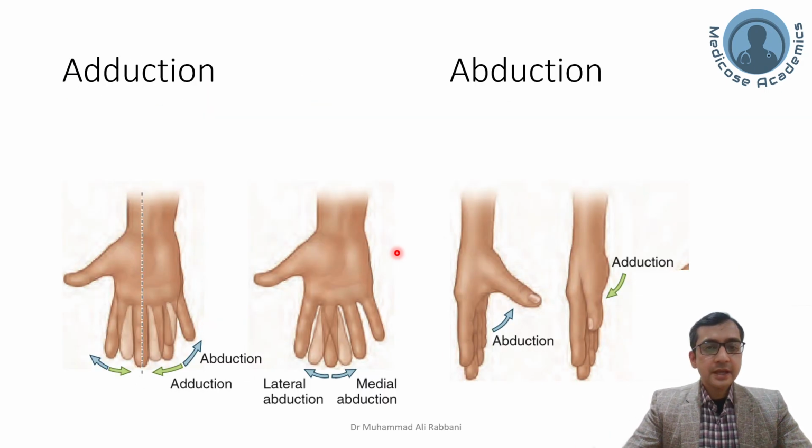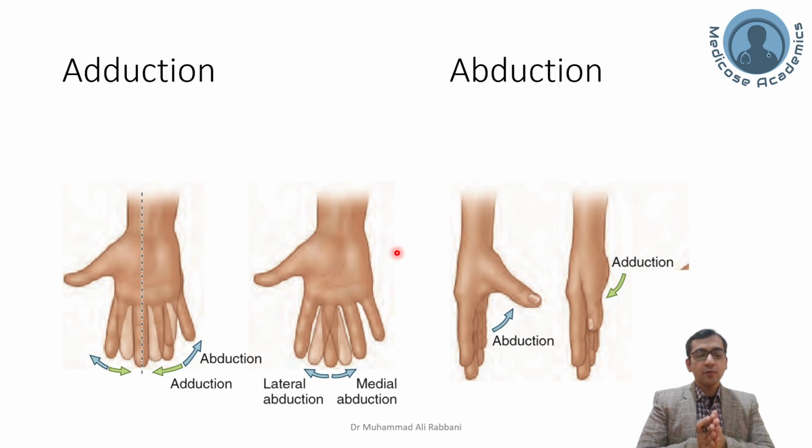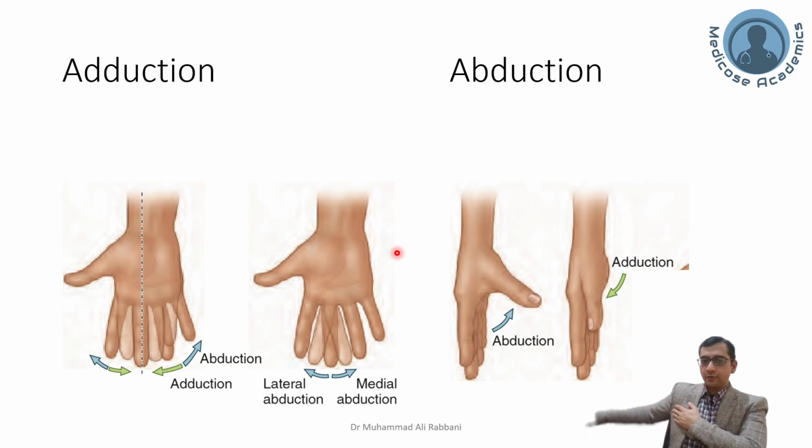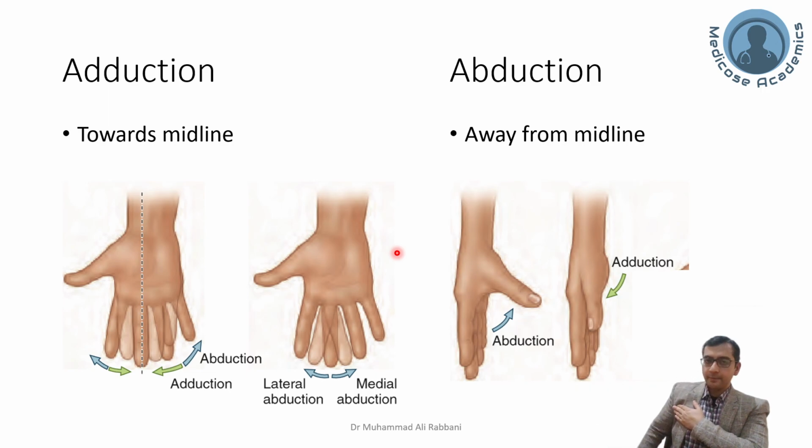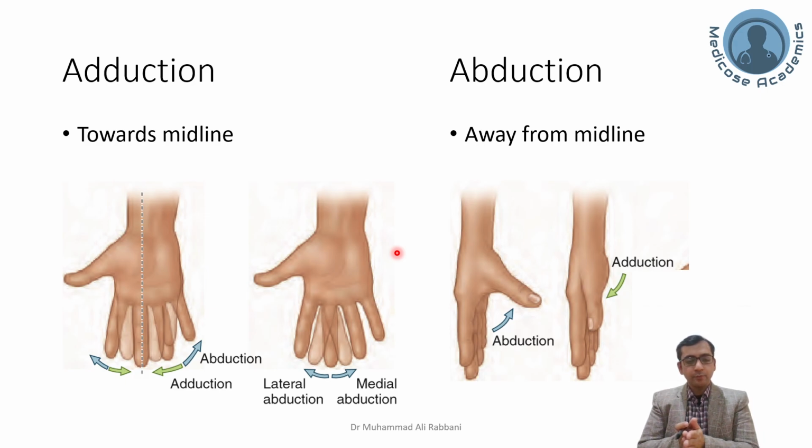Then the next pair is adduction versus abduction. Any movement that is away from the midline will be abduction. Like my arm, if I'm moving it like this, it is abduction. I'm moving it away from the midline. I'm bringing it back, this is adduction. That will be the same for my lower limb. If I move my foot towards the side, that will be abduction. If I move it towards the midline, that will be adduction.